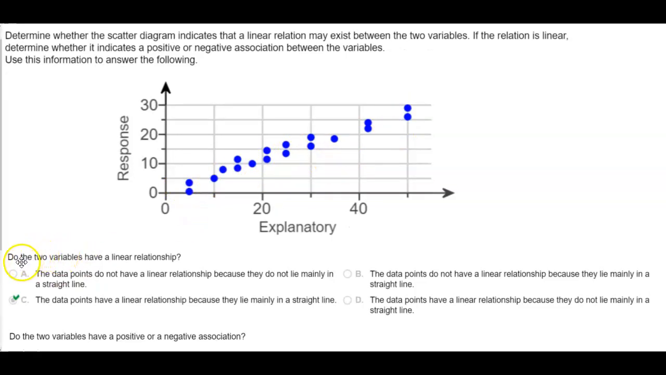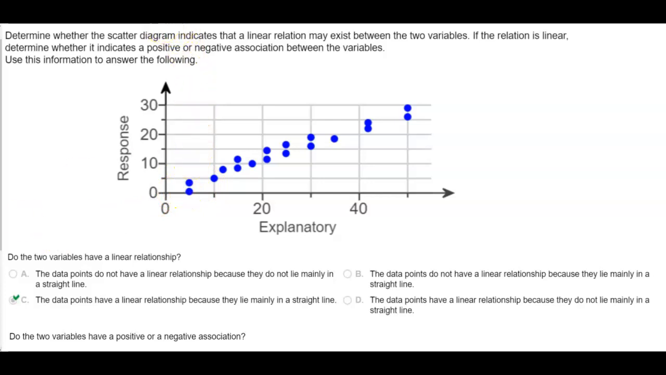So the first thing we need to ask ourselves is, do the two variables have a linear relationship? Meaning, does it resemble a line? Well, the first part, A, says that data points do not have a linear relationship because they do not lie mainly in a straight line. Well, that's not true because it does project a straight line.